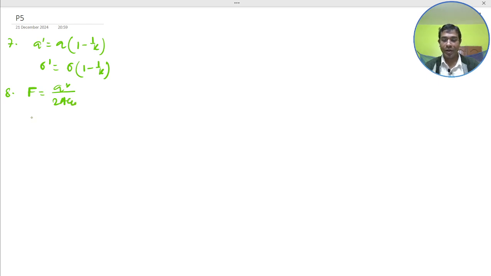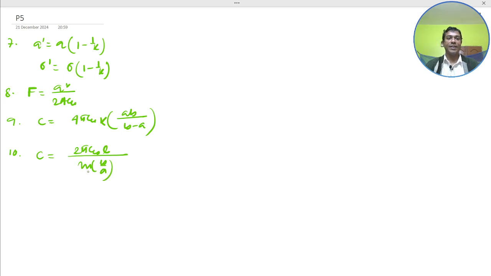And for the spherical capacitor, the capacitance would become 4 pi epsilon naught K, inner radius A, outer radius B, divided by B minus A. And another one for the cylindrical capacitor. This is for the cylindrical capacitor. Capacitance would be 2 pi epsilon naught K L divided by ln B by A. Inner radius A, outer radius B.